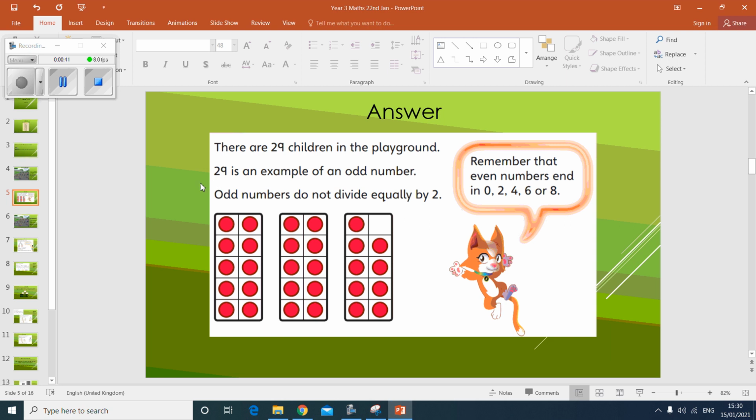So there were 29 children in the playground, and 29 is an odd number, and we know that odd numbers cannot be divided equally by 2.